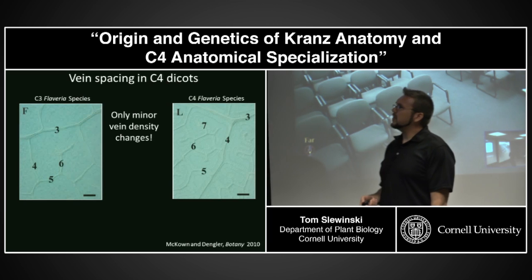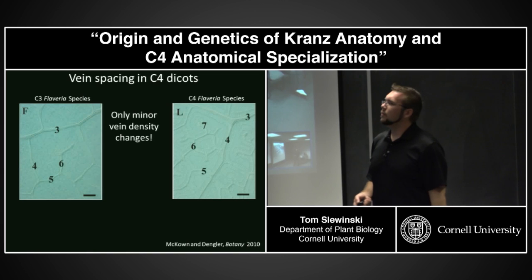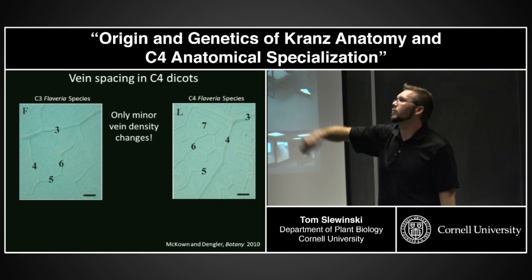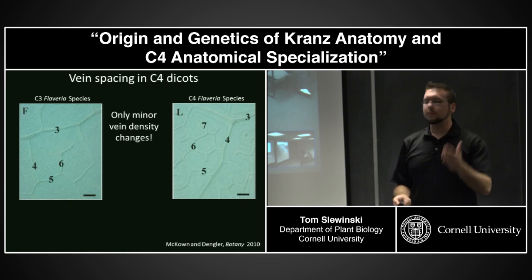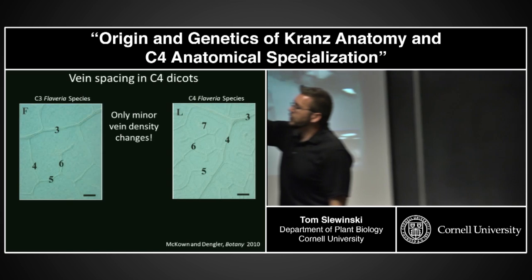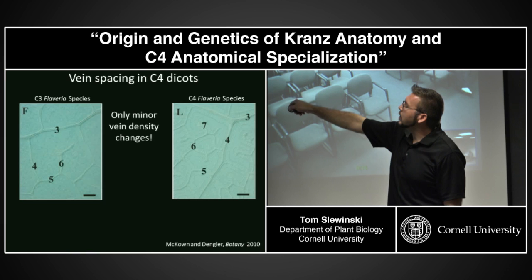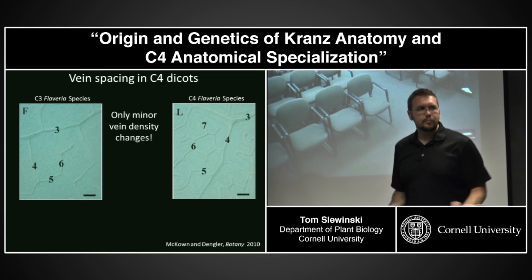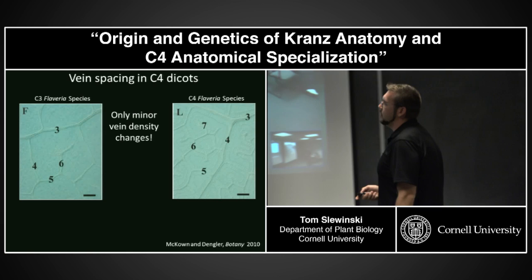So this vein spacing in dicots between C3 and C4 seems to be worked out pretty well. The difference between the C3 Flaveria species and a closely related C4 Flaveria species shows that the vein density itself only changes with the minor veins. It's not the major veins that are changing, it's just the smallest class of veins. So here we have like 3rd order, 4th order, 5th order, and those are the larger vein classes. But in the C4, it's the addition of an extra vein class, the 7th order here, and more of them that are leading to the increased vein density and the 1-to-1 cell ratio we saw in C4.